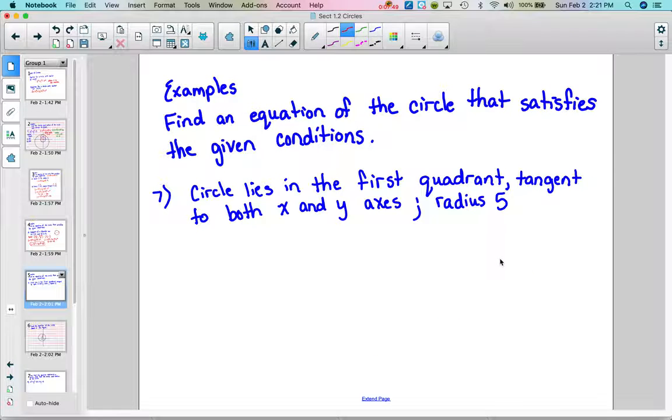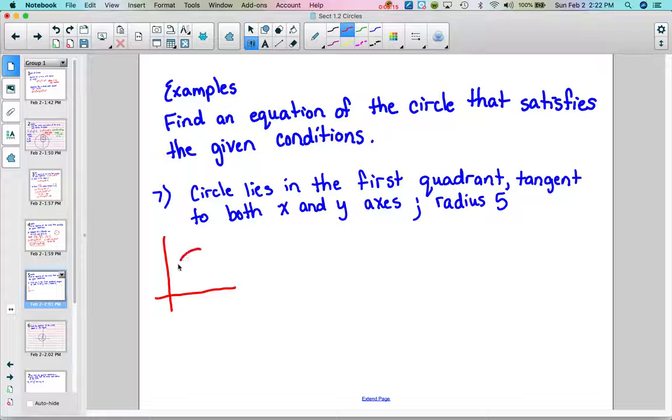All right, so for this one, we're also trying to find the equation. The circle lies in the first quadrant, and it's tangent to both x and y axes. So you got to remember what tangent means. First of all, I'm just going to think about a little sketch. It's in the first quadrant, so we only need quadrant 1. And my circle is tangent. Remember, tangent means that if the circle is tangent to the x and y axes, it means it only touches the axes in one spot.